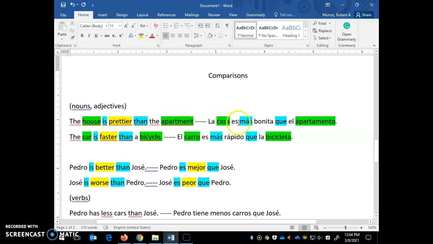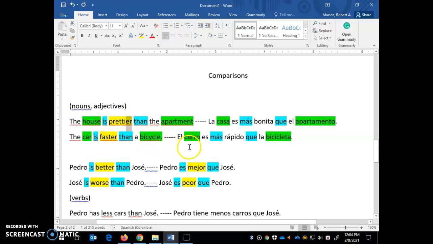La casa es más bonita que el apartamento. You see, casa is a noun, apartamento is a noun, and the formula is más que. So in English, you add the er, or depending on the spelling, to the adjective, prettier. In Spanish, you have to use the word más, and then the adjective, bonita, and then the word que. It's similar to the formula, but in English, you attach to the adjective.